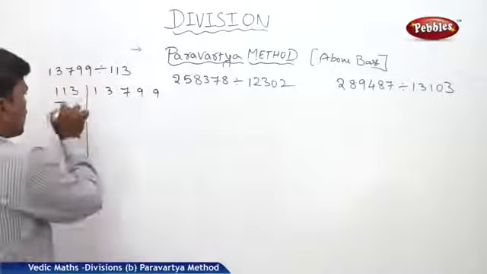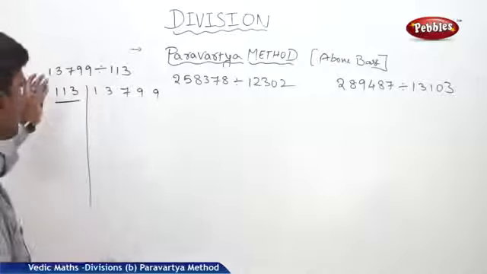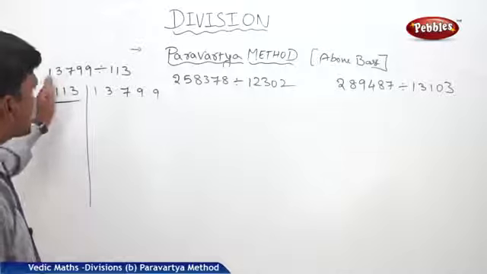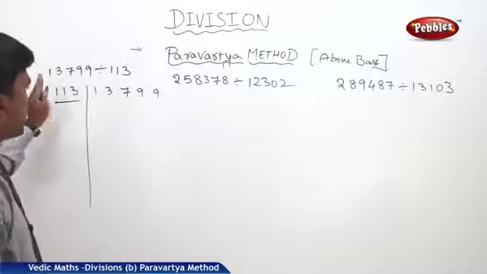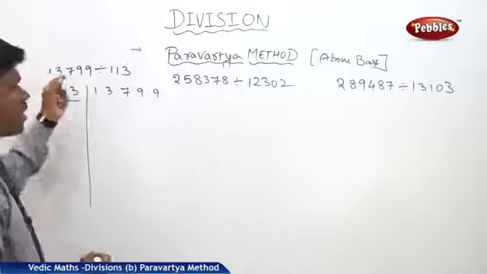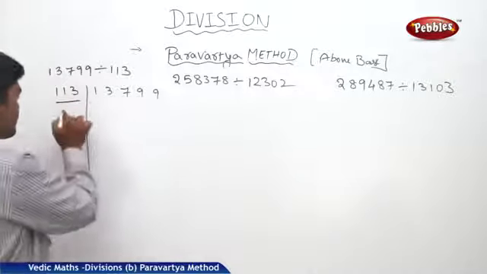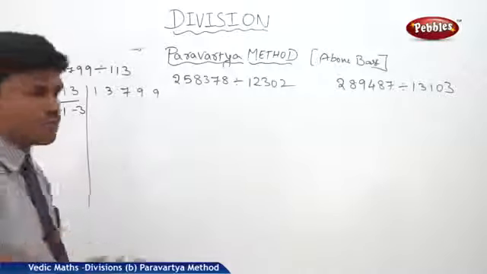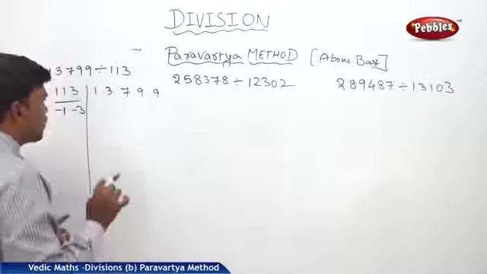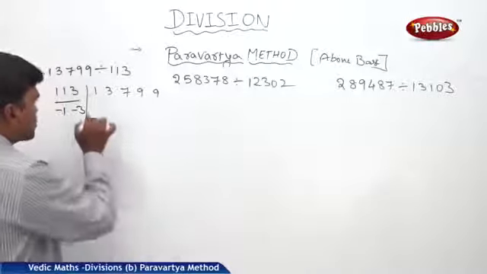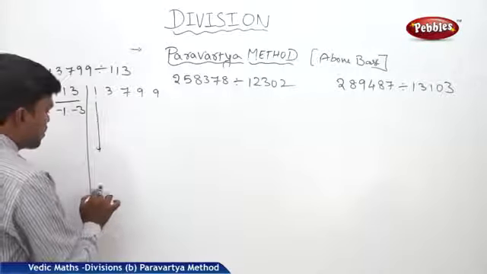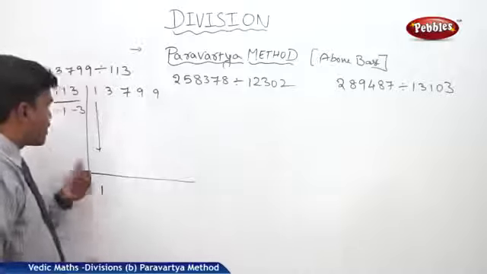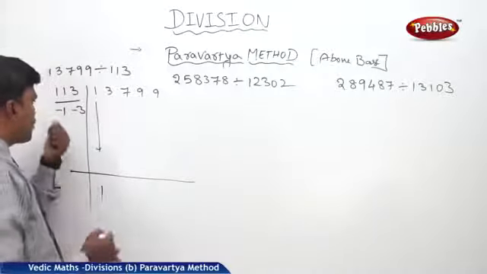Now what is the next step? Leaving the leftmost digit in the divisor, write down the negative complement. For the remaining digits, write down as it is but with the negative signs, that is transpose. After this, what is the next step? Drop the first digit as it is. I am dropping the first digit as it is, that is 1. After dropping 1, the digit should be multiplied with the negative complements, that is 1 into minus 1.